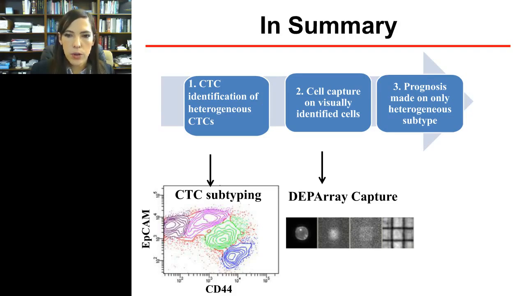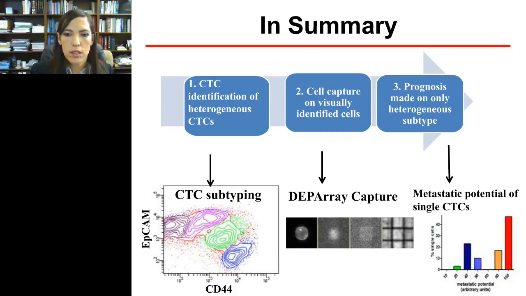And then lastly, we're combating that the prognosis is currently made only on enumeration of epithelial cells, and we're looking to expand prognosis to include heterogeneous CTCs to provide the patient with metastatic potential of their single individual CTCs. This will provide the best therapeutic regimen for the patient.